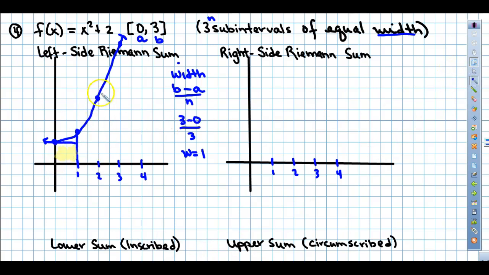Now I'm going to do the same thing here. I have a width of 1, and I want to draw a rectangle right in here such that the left end point is on the curve. Well, this left end point right here is on the curve if I draw the rectangle across here.